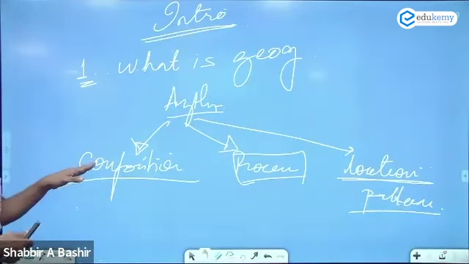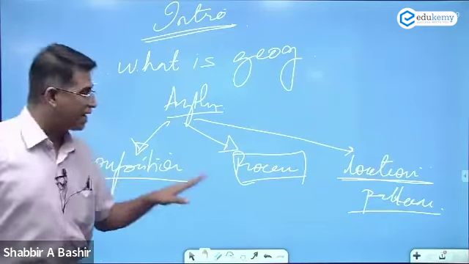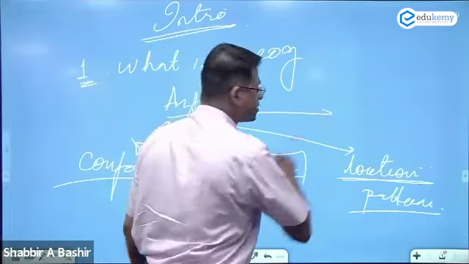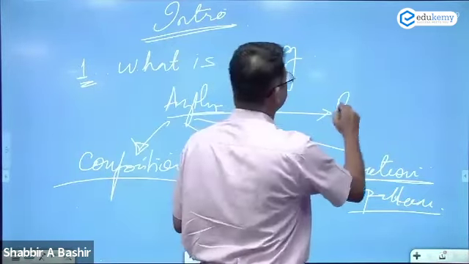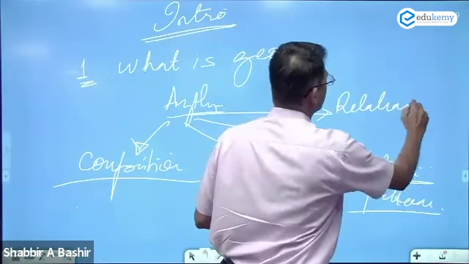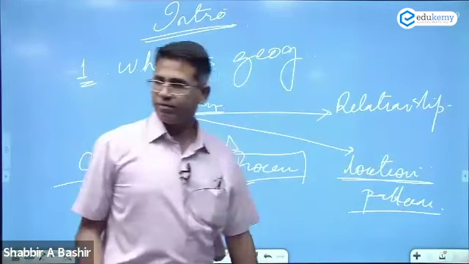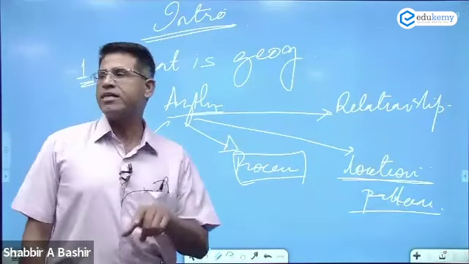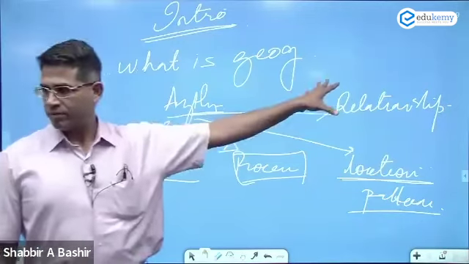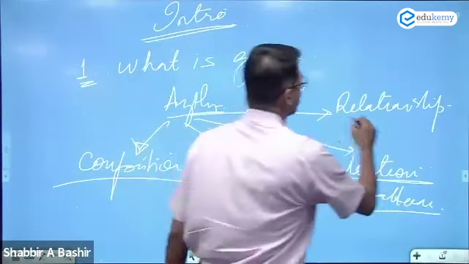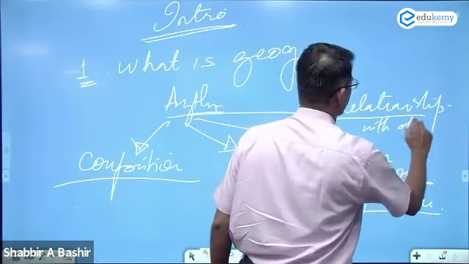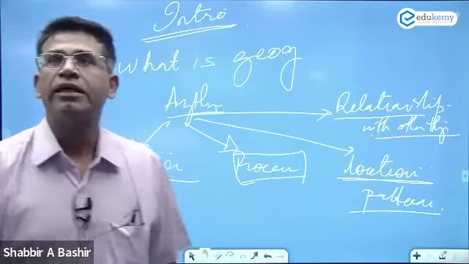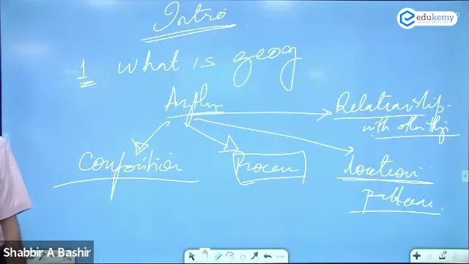So there is a composition aspect, a process aspect, a location aspect, and a fourth aspect of study is its relationship with other things. So how is the table related to a chair? How is the table related to probably the floor? How is the table related to maybe the wall? There is a relationship with other things. So anything that you study has these 4 components.